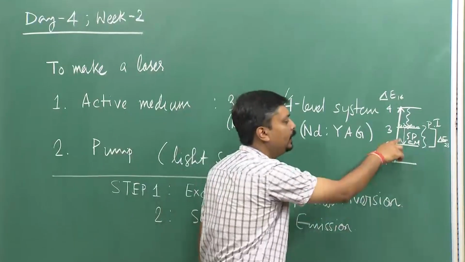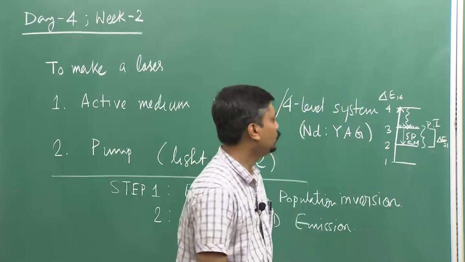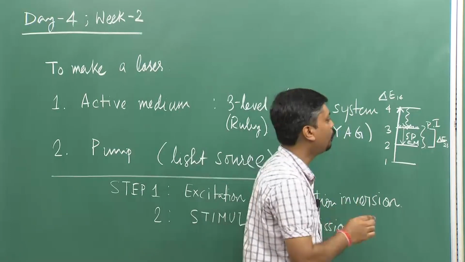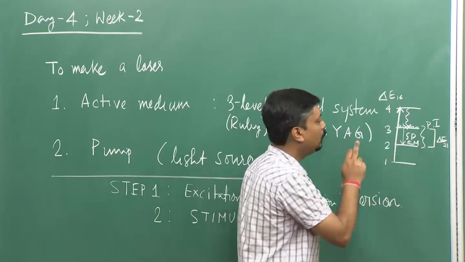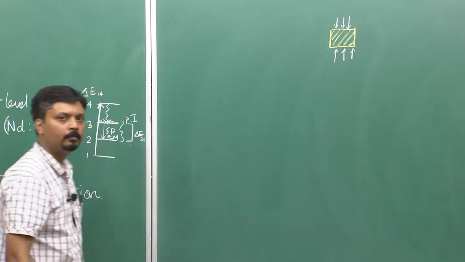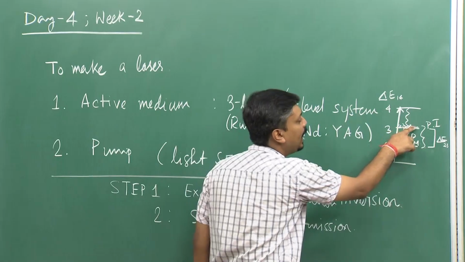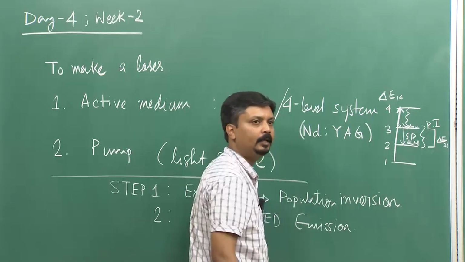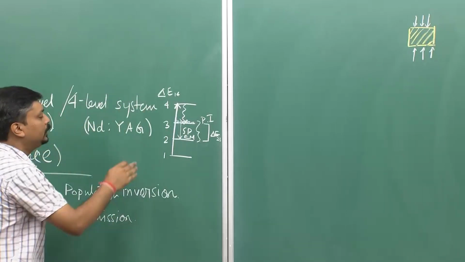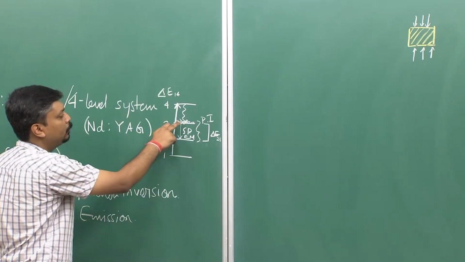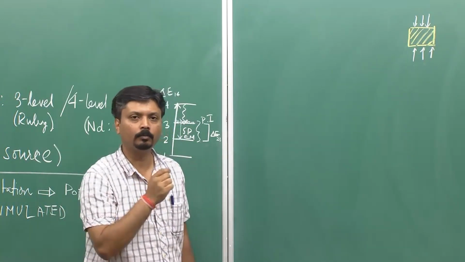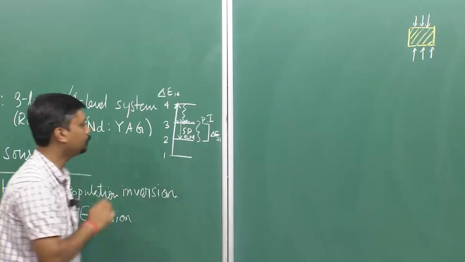So, we are showing it by a straight arrow. Okay. So, this spontaneous emission will give me a photon which has this energy gap. Now, this photon, if it interacts with this active medium, meaning that it will interact with these atoms sitting at level 3, it will trigger a stimulated emission. So, this spontaneous emission will create a stimulated emission. So, I will get 2 photons due to this one spontaneously emitted photon.